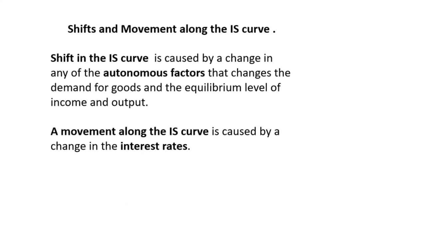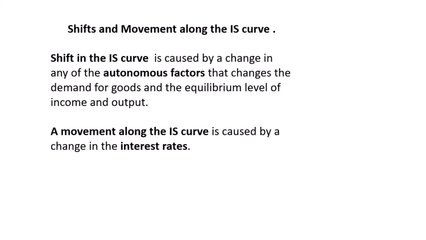We looked at movements along the IS curve. Now let's look at what happens when there are shifts in the IS curve. A shift in the IS curve is caused by a change in the autonomous factors, like government spending, investment, consumption. Those autonomous factors will change the demand for goods, and the equilibrium level of income will change as well.